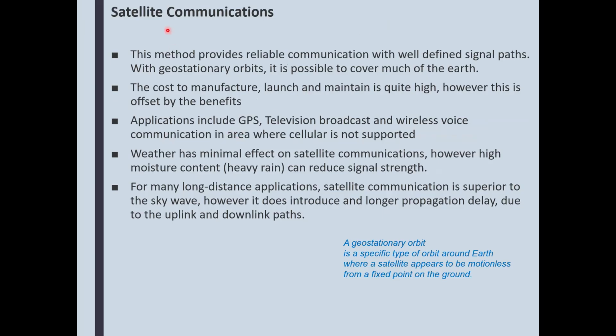Satellite communications. This method provides reliable communication with well-defined signal paths. With geostationary orbits, a geostationary orbit is a specific type of orbit around Earth where the satellite appears to be motionless from a fixed point on the ground. So with geostationary orbit, it is possible to cover much of the Earth through satellite communication. The cost to manufacture, launch, and maintain is quite high.